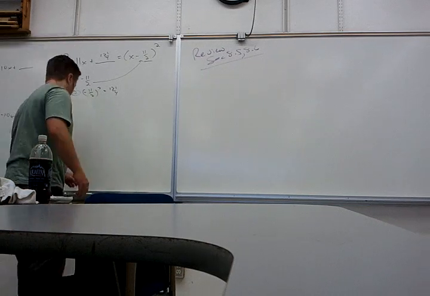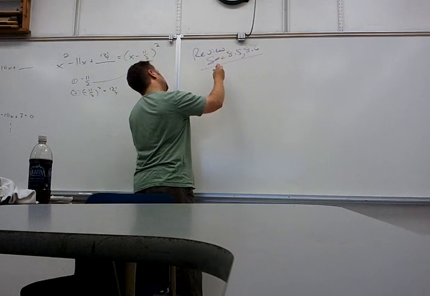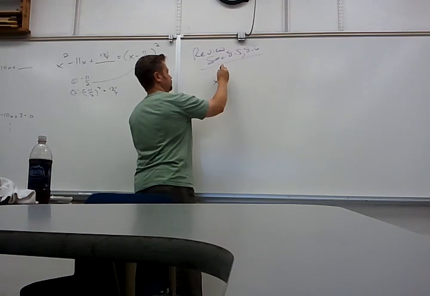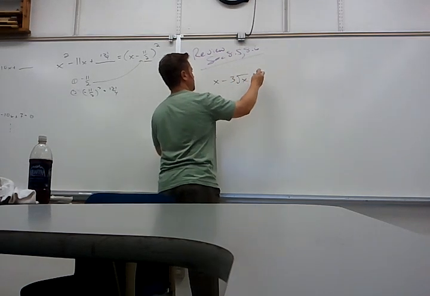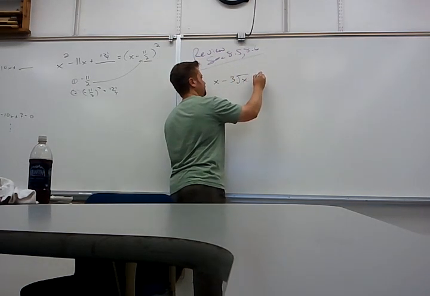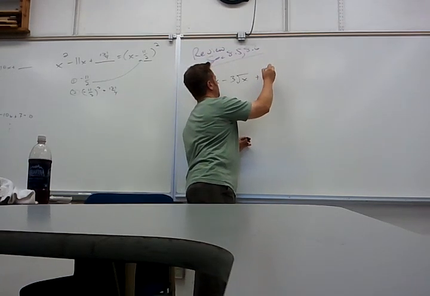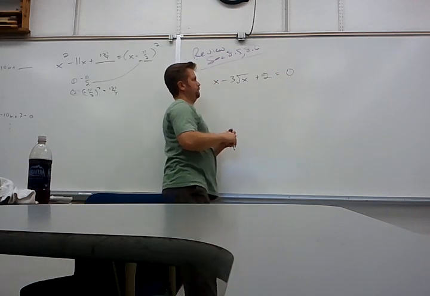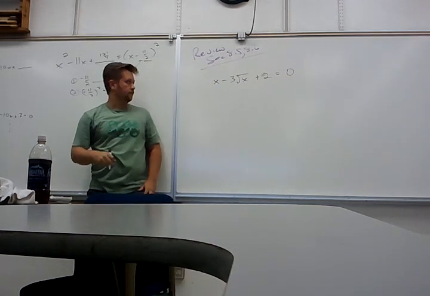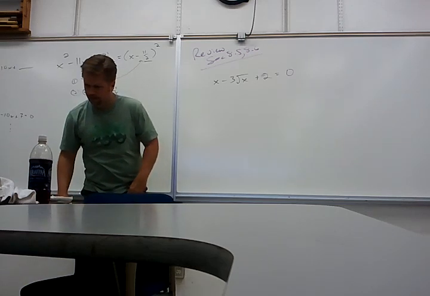was all about stuff like this here. Like what? 4x minus 3 radical x plus something, plus 2 equals 0. Right. That's easy. Yeah, this isn't too bad, right?